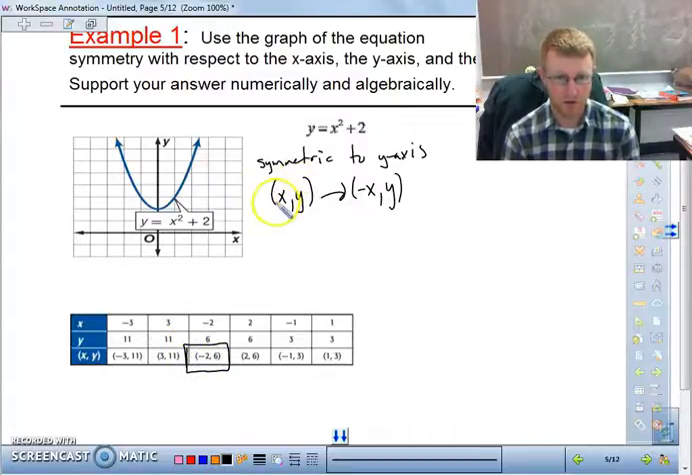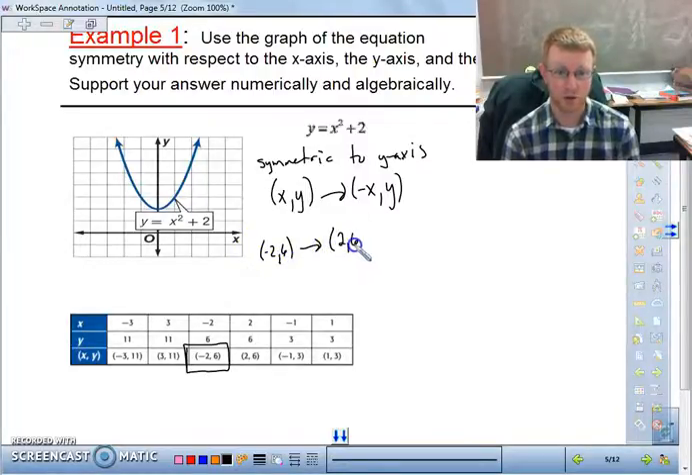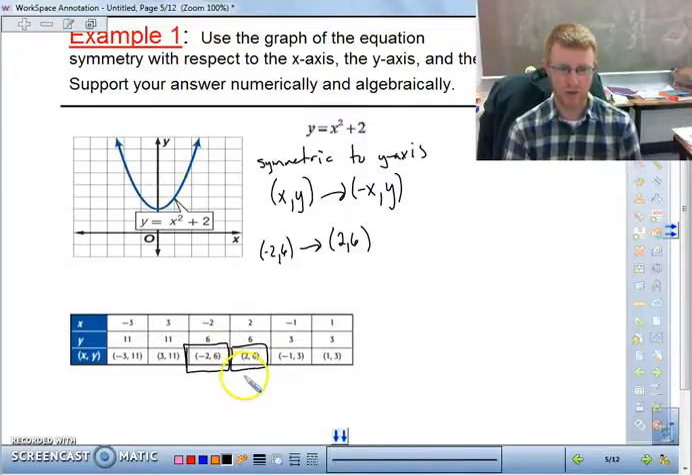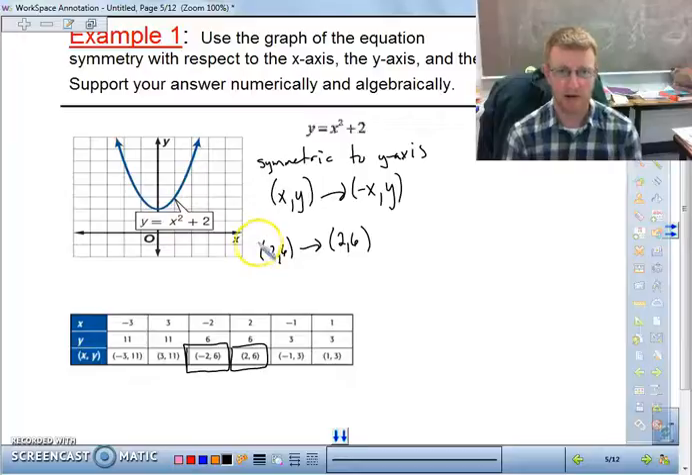Based on what we're saying up here, we would also need a point where the y value is the same, but the x value is opposite. So that means negative 2, 6 would also have to have a point of 2, 6. And you can see right next to it there's also that point on this graph. So based on that, that is supporting our answer numerically that we have symmetry to the y-axis.